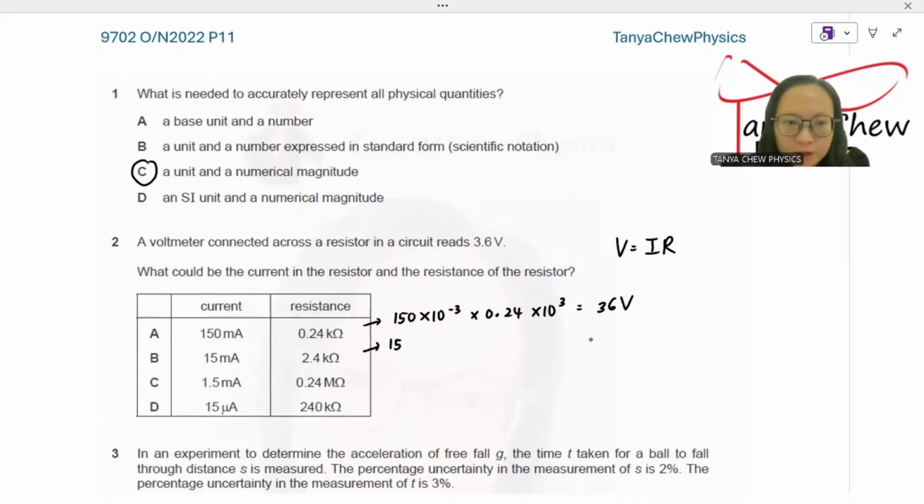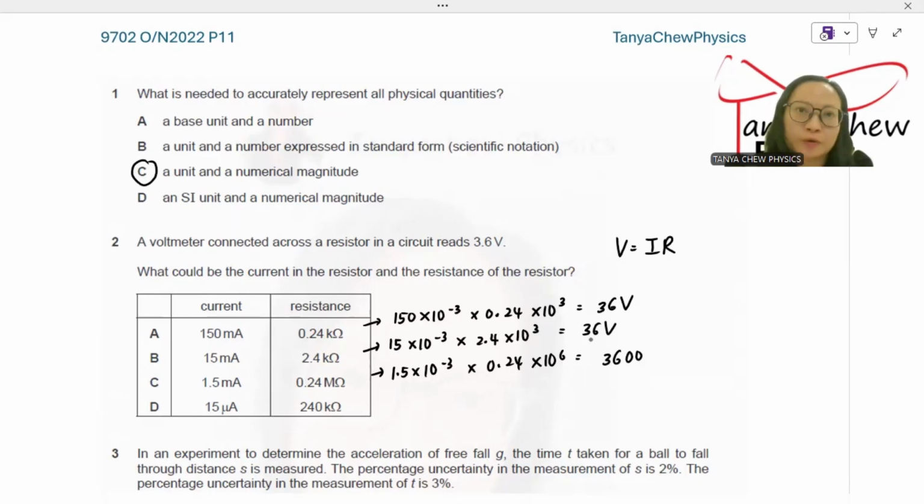B, 15 milli. Milli is 10 to the power negative 3 times 2.4 kilo, which is 10 to the power of 3, and I got 36 volt as well. B is not the answer. C, 1.5 milli is 10 to the power negative 3 multiplies by 0.24 mega. Mega is 10 to the power of 6. The answer was 3600 volt. Therefore, C is not your answer.